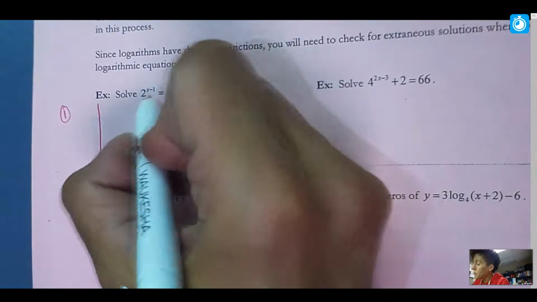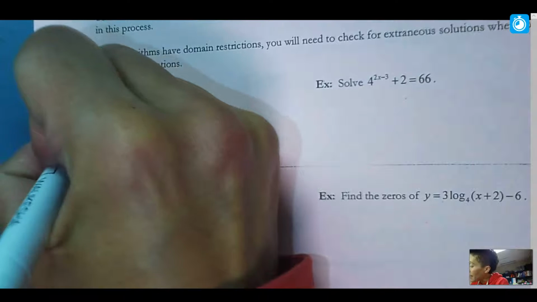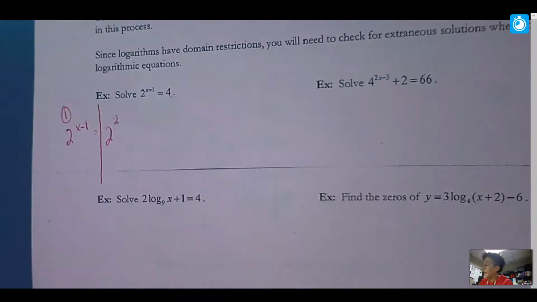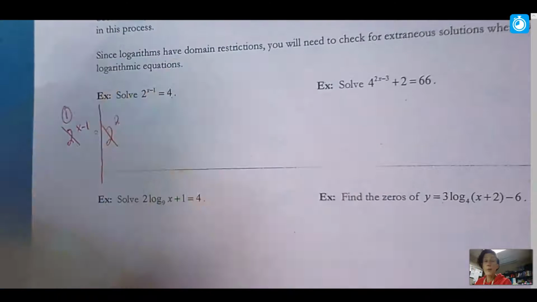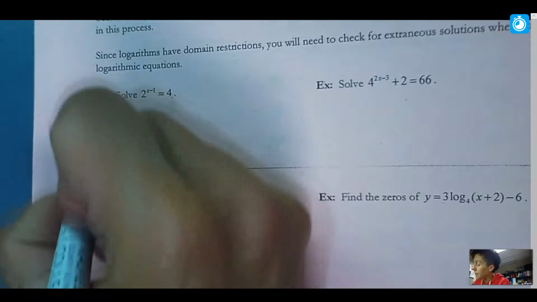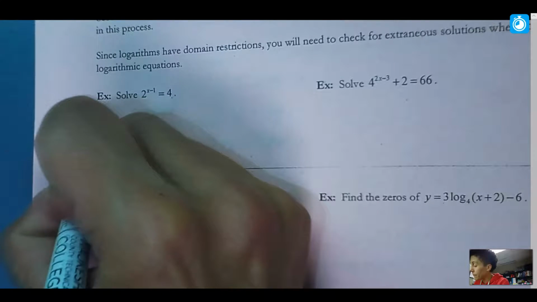So the common base between 2 and 4 is 2, so I'm going to leave the left side alone. And I'm going to make 4 into a base of 2 by doing 2 to the second power. And now when my bases are the same, I can ignore them, and the exponents become the problem. And to solve for x, I'd simply add the 1 over, and I would get 3.